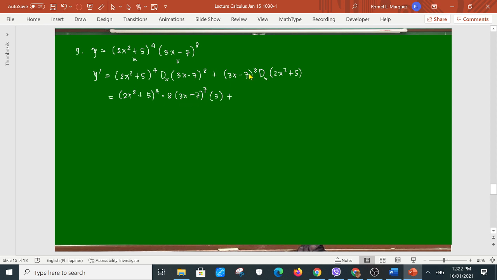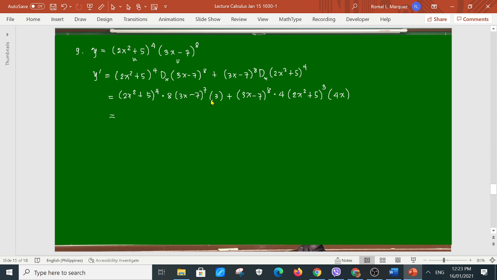Derivative of 3x minus 7 is 3. So, second group, 3x minus 7 raised to 8 times derivative. Sorry, this is raised to 4. So, drop the exponent, copy the base, raised to 3, no? Derivative of the base, 4x. We're done. The rest is algebra.